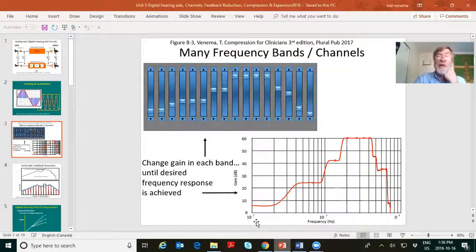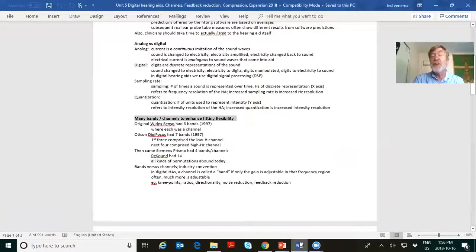Now this one's got, I don't know how many, let's count them. 1, 2, 3, 4, 5, 6, 7, 8, 9, 10, 11, 12, 13, 14, 15, 16. It's a fictitious hearing aid. I made it up. It might have more, it might have fewer. Whatever. Go to your notes. The first digital hearing aid was the Widex Senso. And it had 3 bands. So it was a real, you adjusted things this way. And I'll just erase this, and I'll erase this. Let's see, I'll take this one here away. You kind of did this.